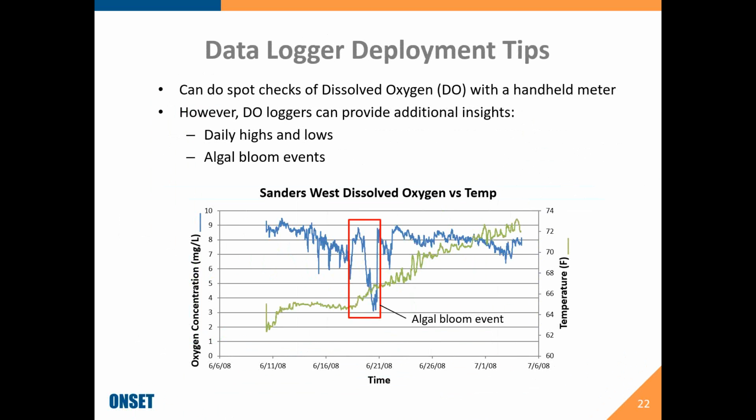Here, that red box shows, this is actually out in Buzzards Bay, so this isn't actually a stream, but you can see the same effect in streams. When you get an algal bloom event, there's a big increase in the oxygen levels, but then a big crash in the oxygen levels. So that's a sign that you have an algal bloom.